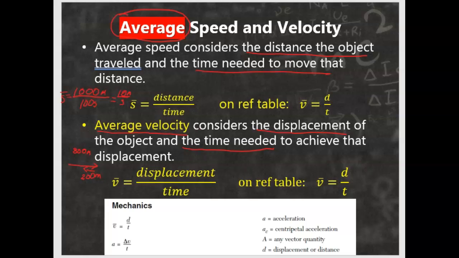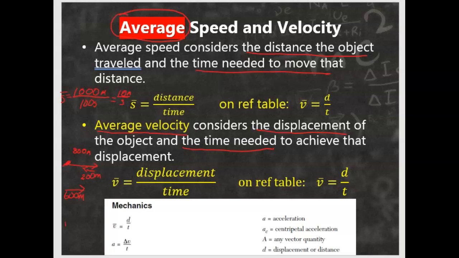Okay, so this would also be 1,000 meters of total distance traveled in 100 seconds, except from a displacement point of view. If you remember, displacement is how far away we ended up from where we started. So in this case, our displacement would be 600 meters to the right. Let's call that positive 600.